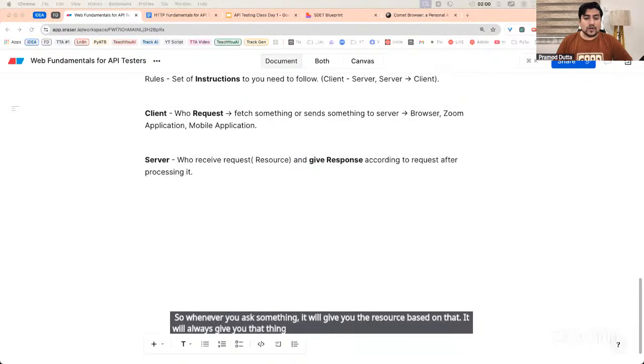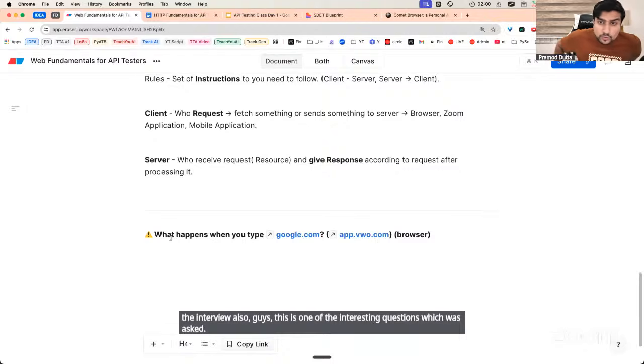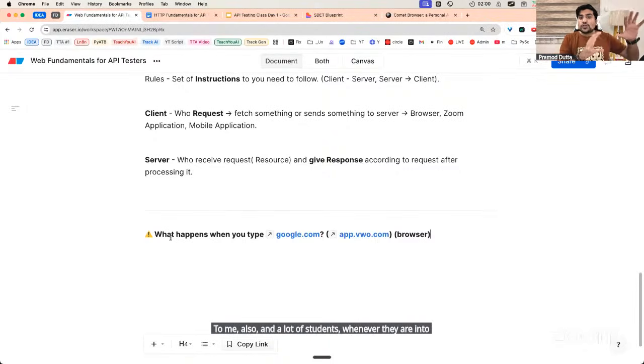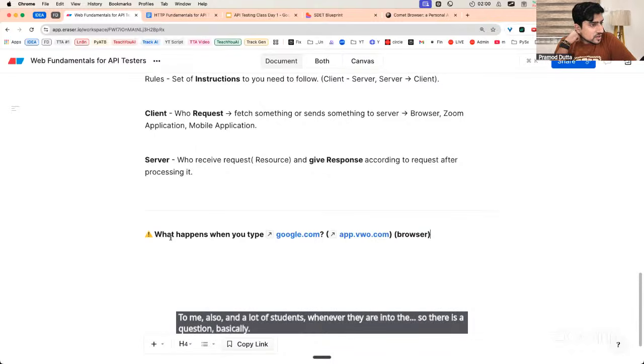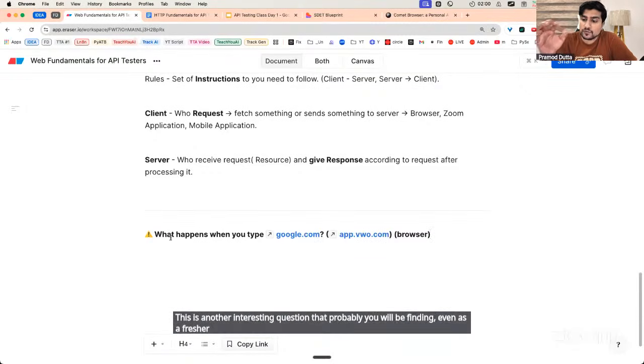Okay. Now, the real question which is asked in the interview also, guys. This is one of the interesting questions which was asked to me also, and a lot of students face it: what happens when you type google.com? This is another interesting question that you will probably find, even as a fresher, manual or automation tester with 4-5 years of experience. What happens when you type google.com?